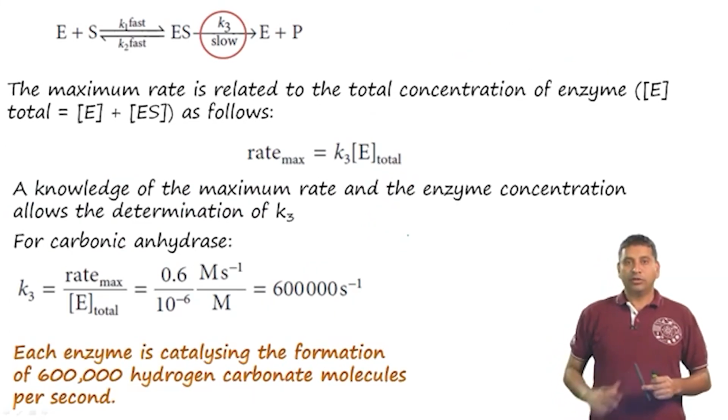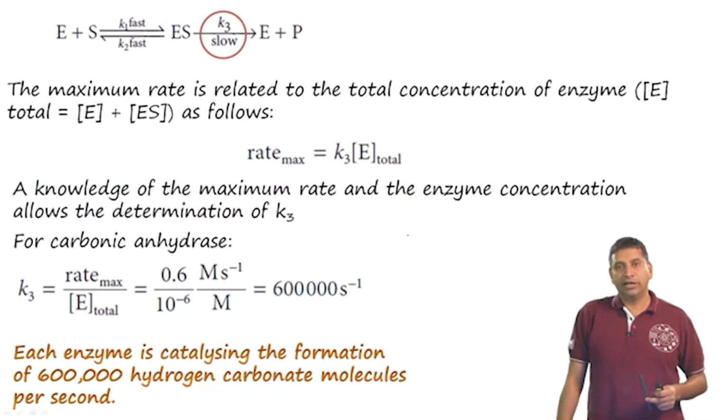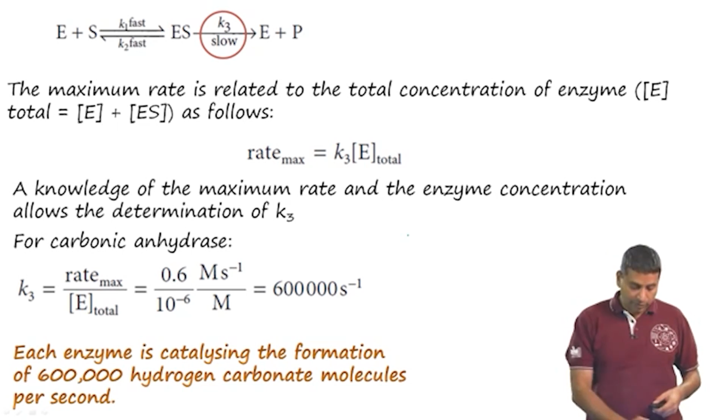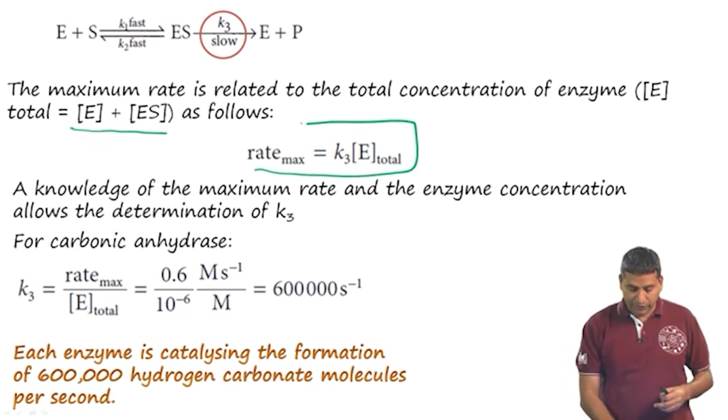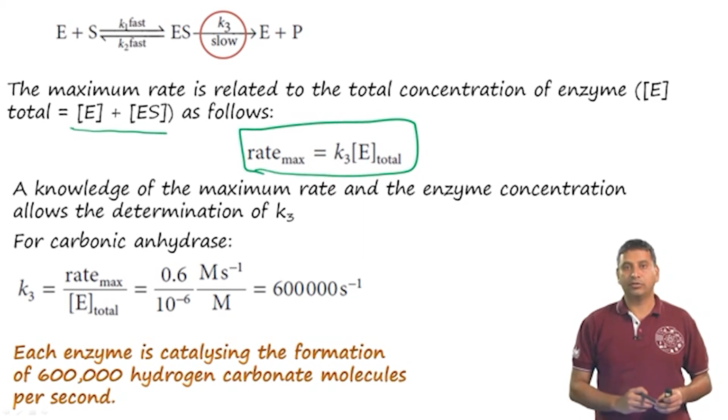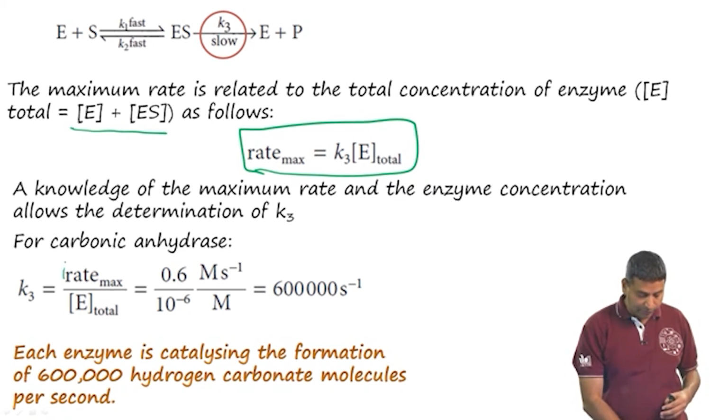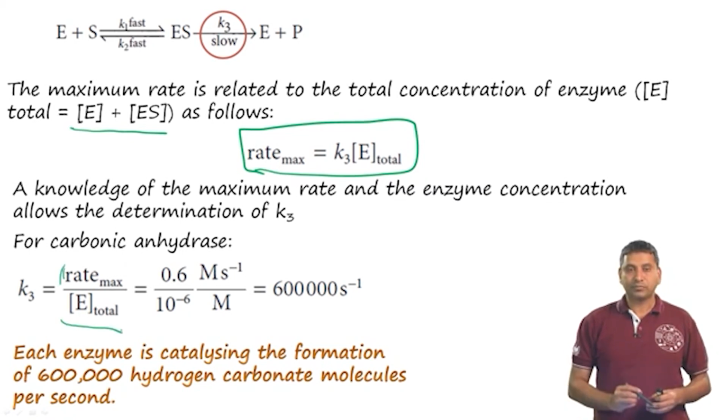Okay. So, the maximum rate is related to the total concentration of the enzyme, which is basically the concentration of the free enzyme plus the enzyme-substrate complex. So, the rate max that we can attain is basically K3 times the total concentration of the enzyme. Knowledge of the maximum rate and the enzyme concentration allows us to determine K3. So, K3 is the rate max divided by enzyme total.